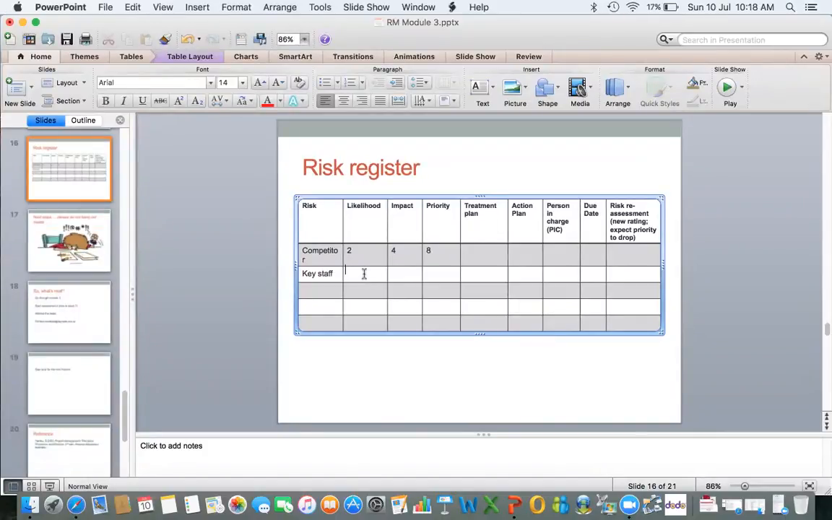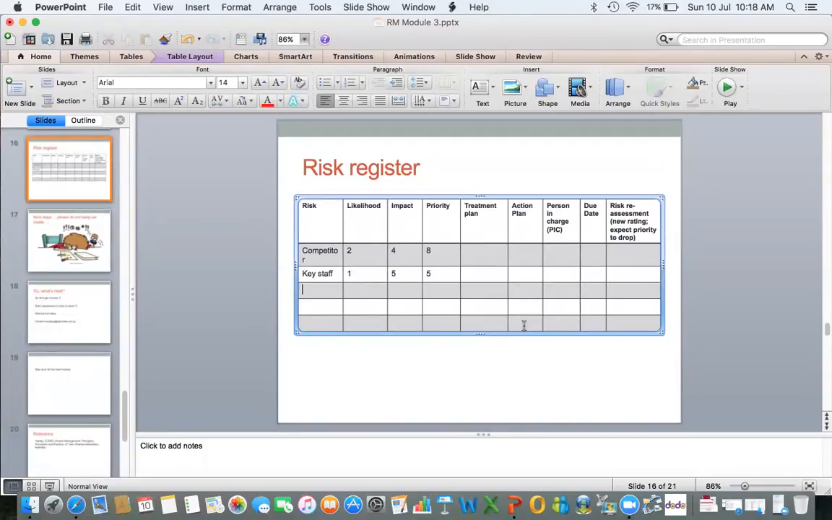What is the likelihood our key staff resign from the job by the time we want to launch the new product? Well, probably quite little. Let's say 1. What is the impact? The impact is quite high, because we need this person to help us. Well, how high is that? Well, let's say 5. What is the priority here? Well, 1 times 5, we got 5.